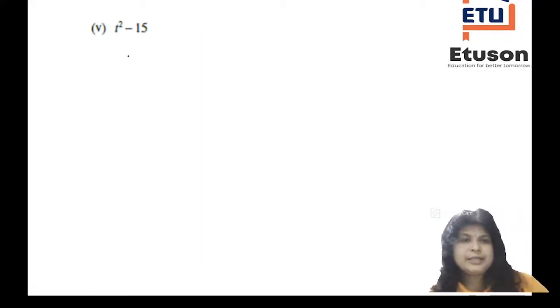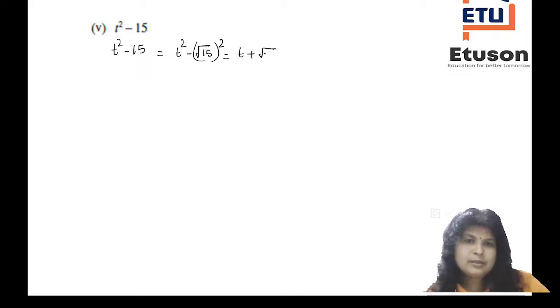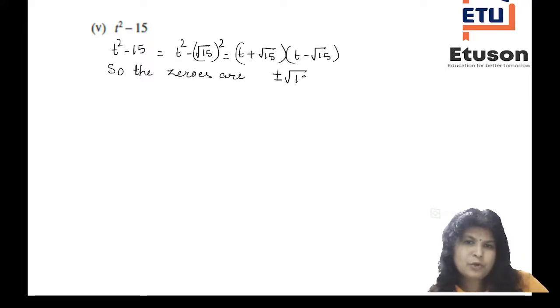Okay, so t square minus 15. It looks like a square minus b square, right? So t square minus 15 is equal to t square minus root 15 whole square. Can I write like that? Then if you factorize, it will be t plus root 15 into t minus root 15. So the zeros are plus or minus root 15.